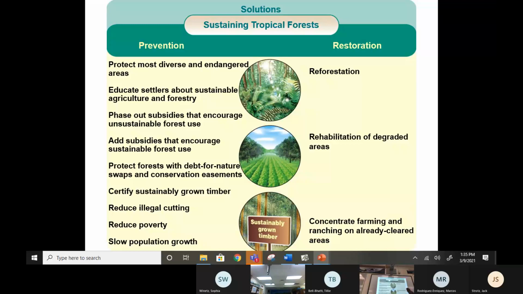All right, I want to point this out too. Once again, we see a list of things that you should kind of run through maybe before the test. Notice that some are prevention. So this is avoiding damage to the tropical forest in the first place. And this one, sometimes it says other words. This one says restoration. How do we restore it? Often it will say cleanup over here. Like if it has to do with pollution, we could have the same kind of list, prevention and cleanup.